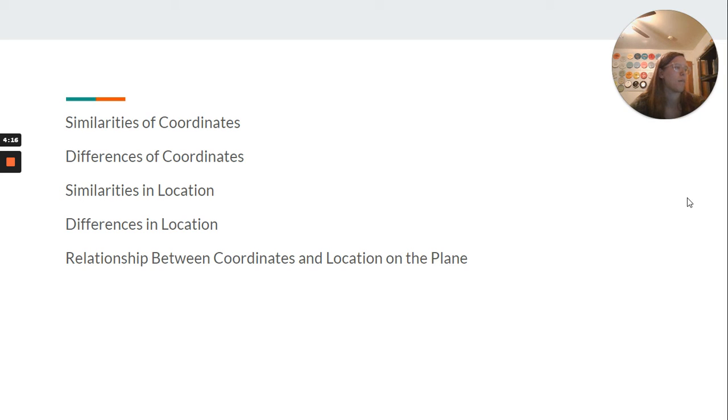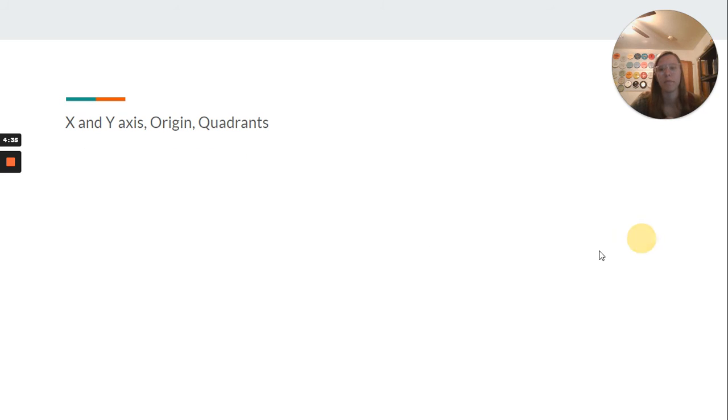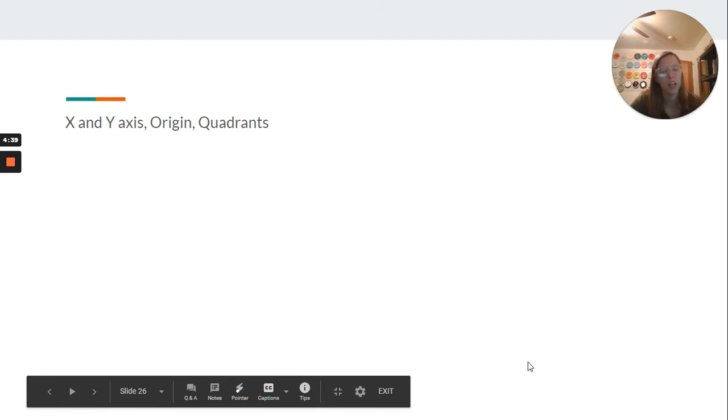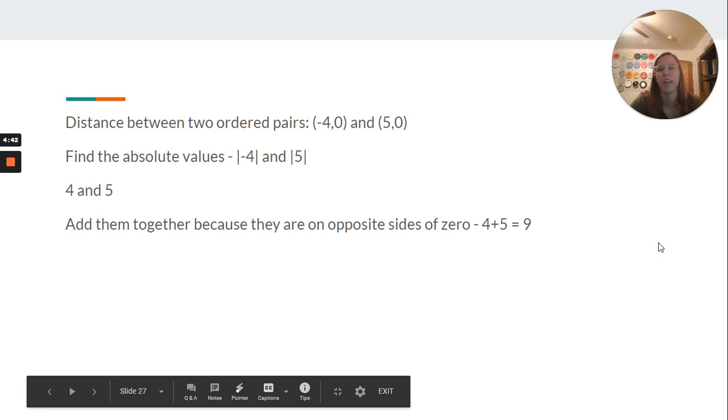Because opposites have the same absolute value, both points lie the same distance from the y-axis, and the points lie the same distance above the x-axis, so the points are symmetrical about the y-axis. So basically, if you reflect one, like a mirror, across the y-axis, they would be on the same spot. We looked at the x and y-axis, origin, and quadrants, and we just talked about that with the picture.